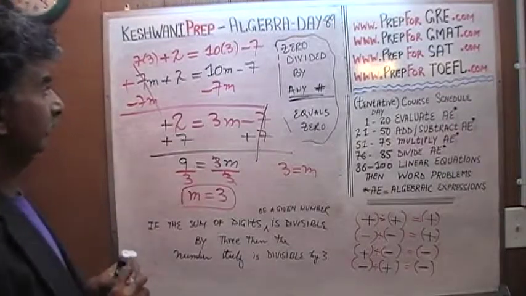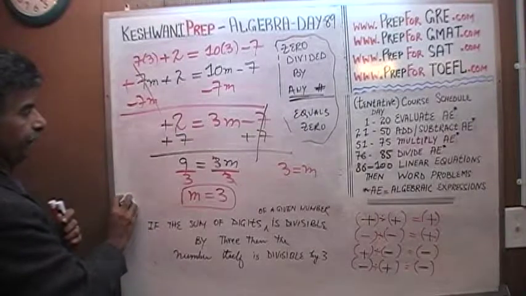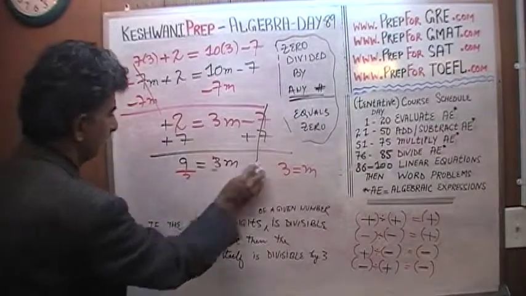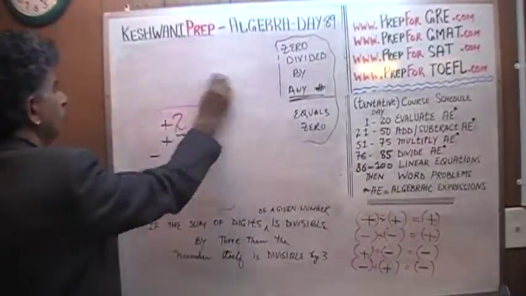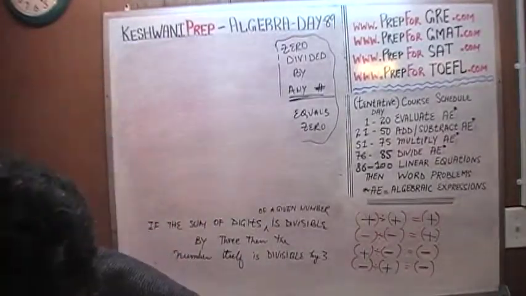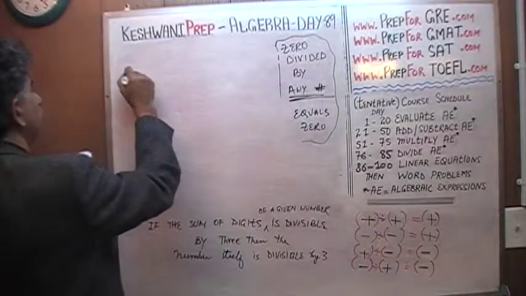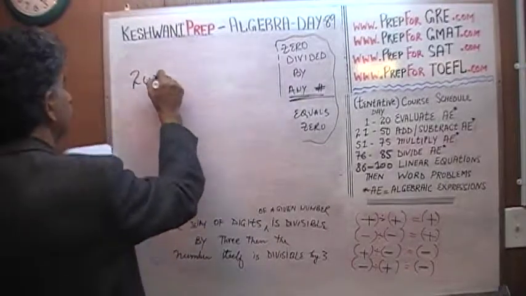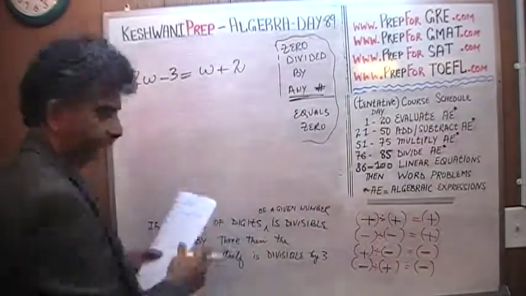I'm done with this one. We're going to go to the last one, number 5. That's it, we're done. I have no idea how much time I have taken so far. 2w minus 3 equals w plus 2.